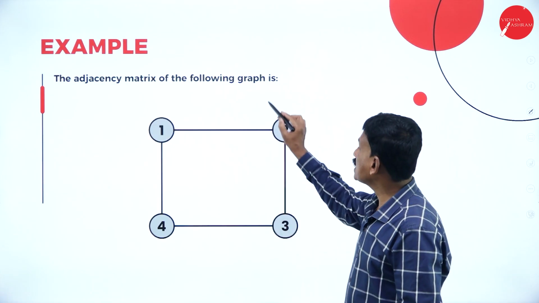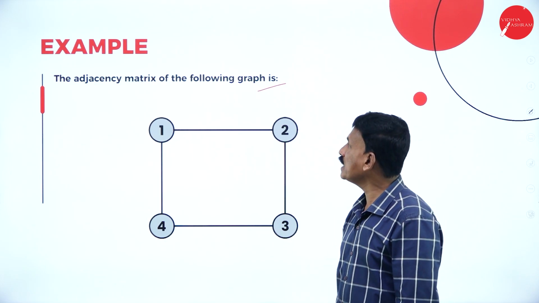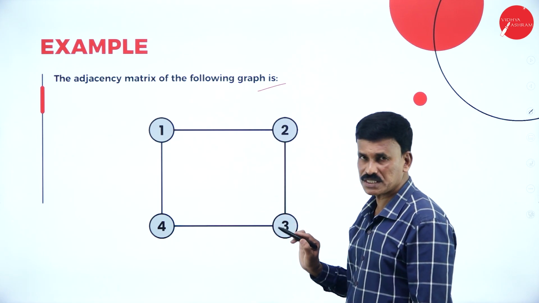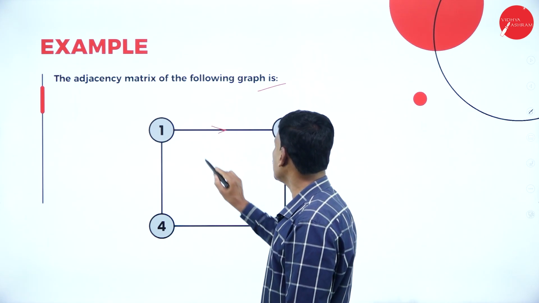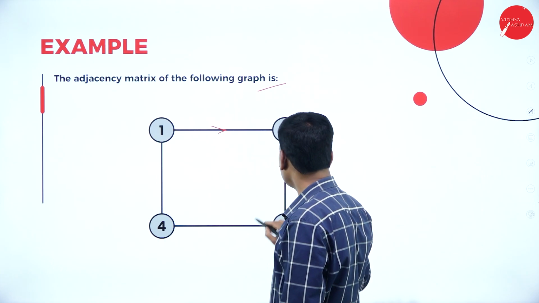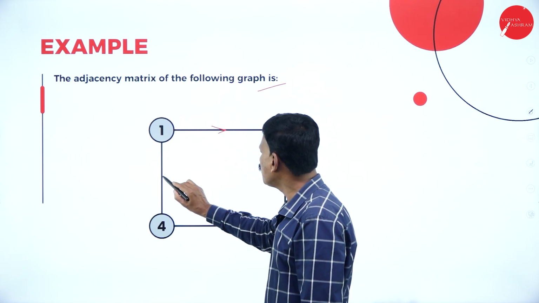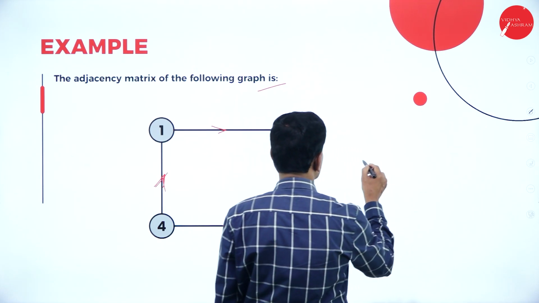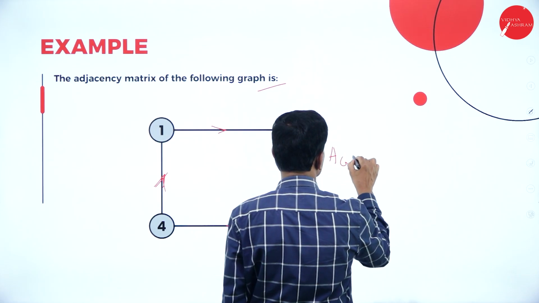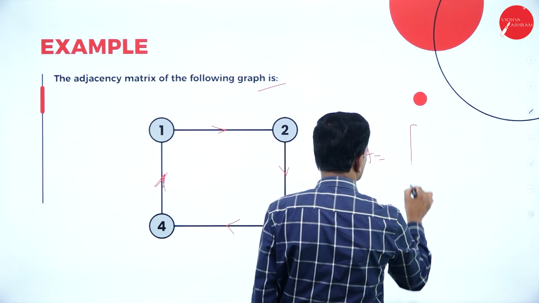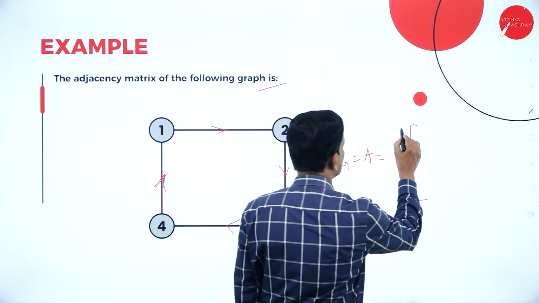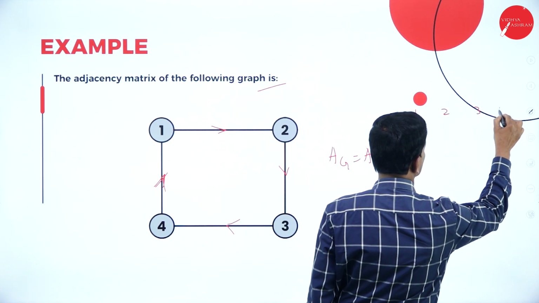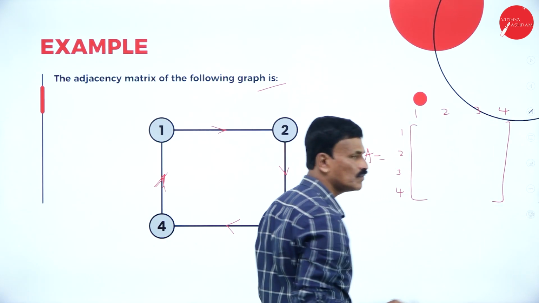Okay. Now, let us take an example: the adjacency matrix for the following graph. How many vertices are there? 1, 2, 3, 4 vertices are given. Let us write the directions: 1 to 2, 2 to 3, 3 to 4 and 4 to 1. This is the direction. Here 4 vertices are there, so the adjacency matrix AG or A is a 4 rows, 4 columns matrix, with 1, 2, 3, 4 along rows and again 1, 2, 3, 4 along columns.